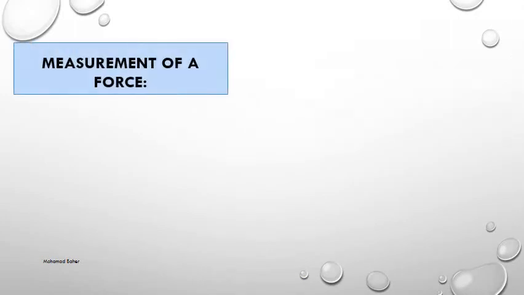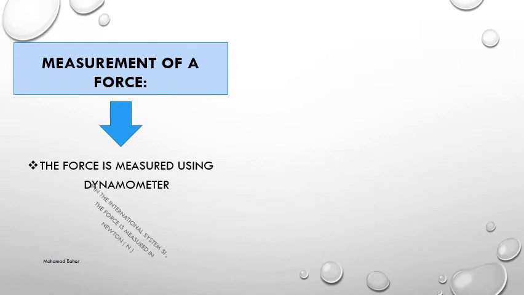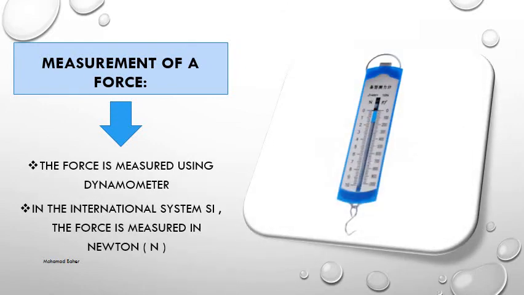The last objective for this lecture is to know the measurement of force. This slide shows me 2 points. The first one tells us that the force is measured using dynamometer. As we know, any physical quantity has a device to measure it. For example, we use the digital balance to measure our mass. And we use a graduated cylinder to measure the volume of any liquid. So the force is measured using dynamometer or spring balance.